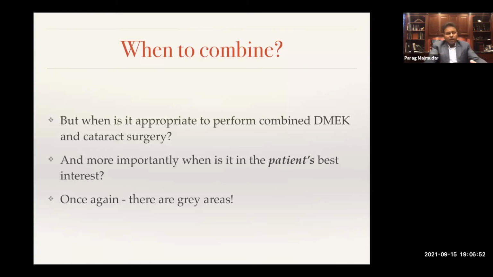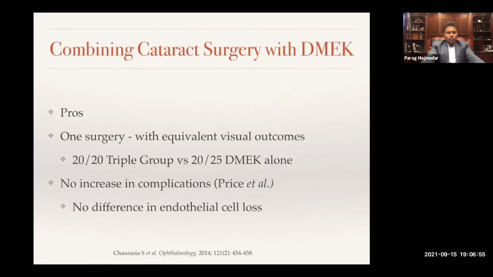So obviously there are a lot of gray areas, as we mentioned. When we combine cataract surgery along with DMEK, the so-called DMEK triple procedure, there are a lot of advantages. Patients have one surgery, they don't have to come back twice. And there have been recent studies, one paper published in 2014 in Ophthalmology from the Price Vision Group, where they showed that there were equivalent visual outcomes, whether the patients were having combined triple surgery versus DMEK alone and then cataract subsequently. Price also found that there was no increase in complications when doing a combined surgery, and there was no difference in endothelial cell loss.